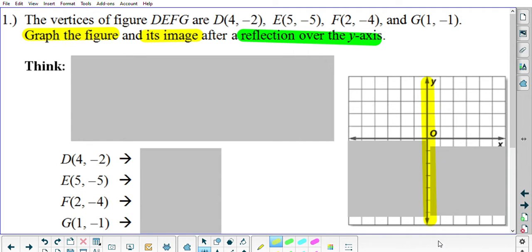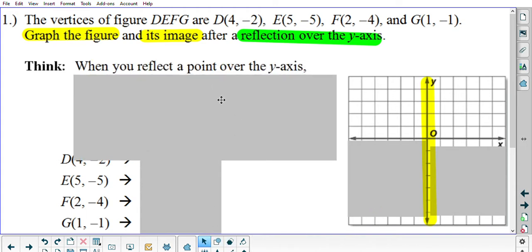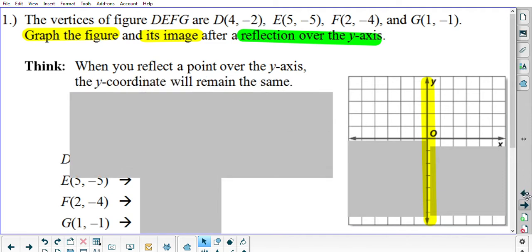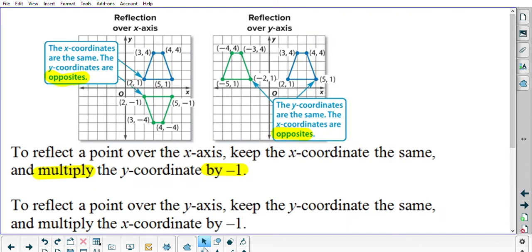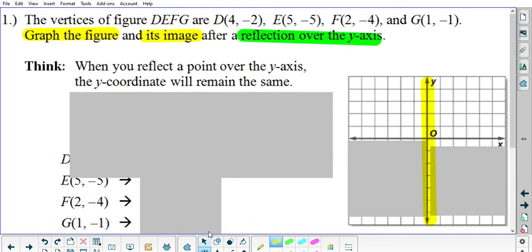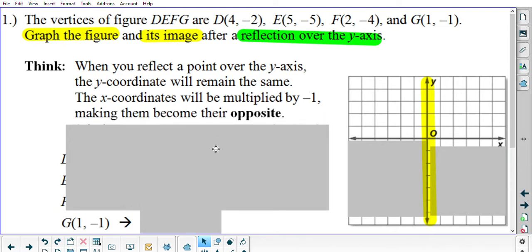If you have a highlighter at home, you might want to highlight the axis that you are going to have to reflect it over. So, what do we need to do? Well, when we reflect a point over the y-axis, recall what we just learned from the previous examples. I'll highlight it for you here. When you reflect something over the y-axis, the y-coordinates are going to stay the same, but the x-coordinates are going to become opposites of each other. So that's what I'm starting to give you here in this little think statement. When you reflect something over the y-axis, the y-coordinates will remain the same. However, the x-coordinates are going to become their opposites. All right, so you're basically just going to multiply them by -1.